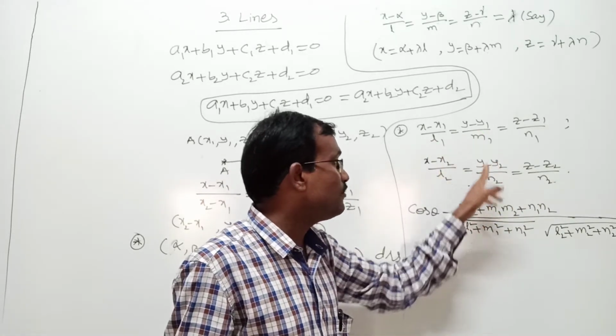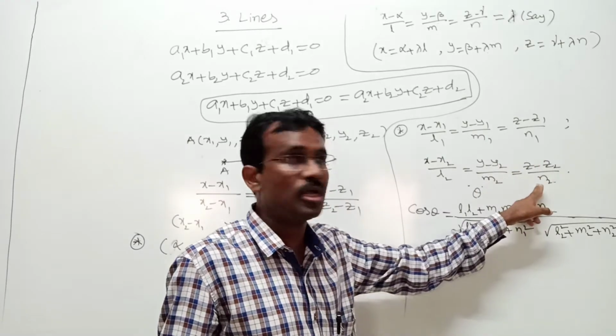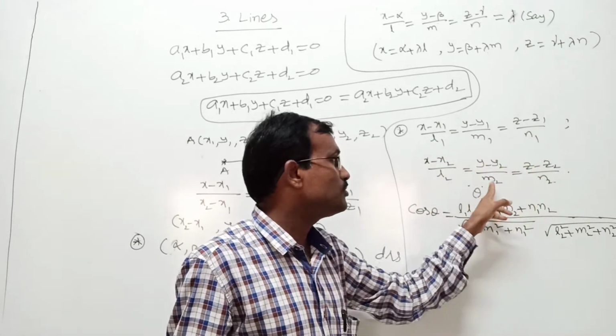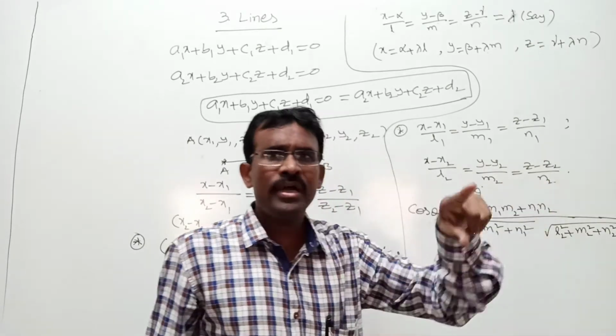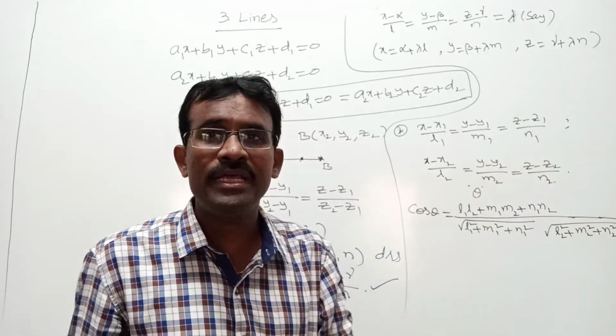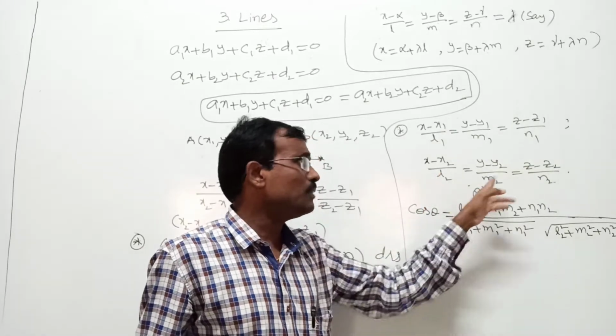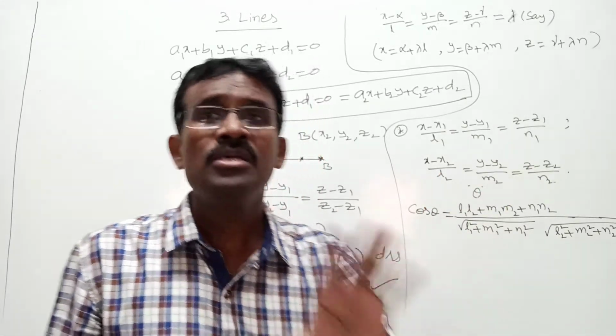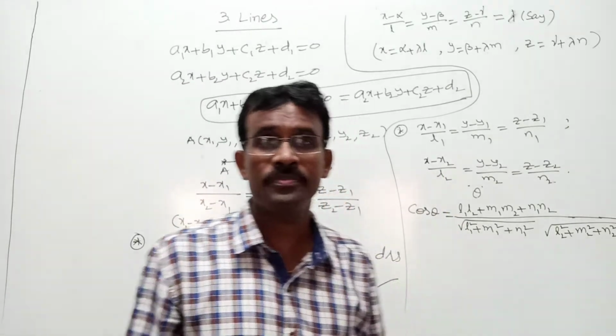(L1 L2 + M1 M2 + N1 N2) whole divided by square root of (L1² + M1² + N1²) into square root of (L2² + M2² + N2²). In the coordinate system, instead of L1 M1 N1, we take A1 B1 C1, and instead of L2 M2 N2, we take A2 B2 C2. Just the notations are changed. Apart from that, it is the same concept that we are going to use.